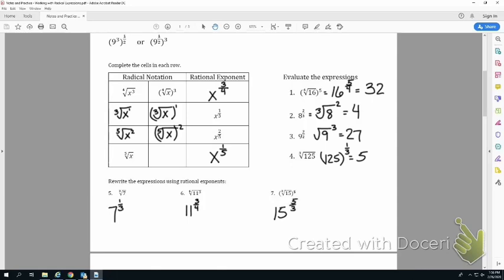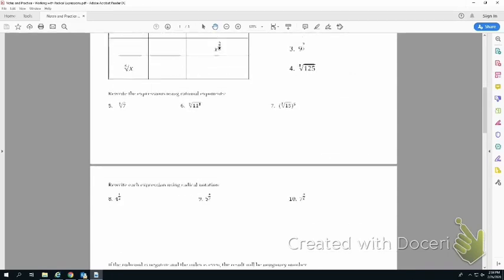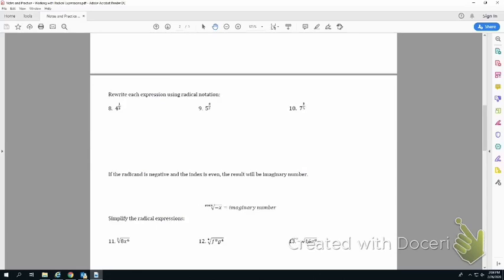Okay, so there is 6 and 7. Any questions on any of these? These hopefully are pretty simple. Yes, ma'am. Going to these. Hopefully you already have these done. These as well should not have been too difficult. You're just going now to radical notation. You'd have the cube root of 4. The 7th root of 5 to the power 4. The 5th root of 7 cubed.